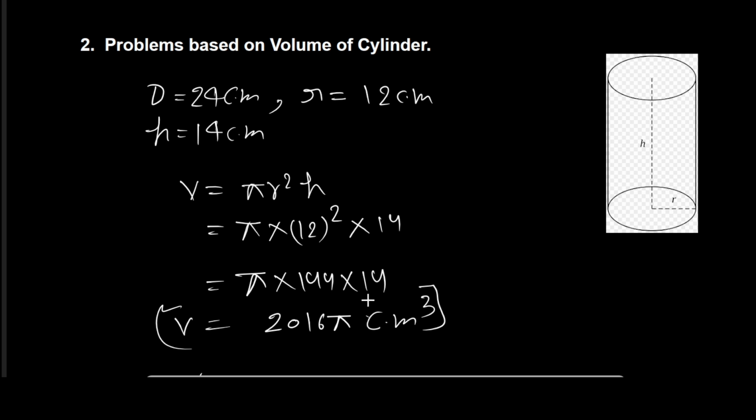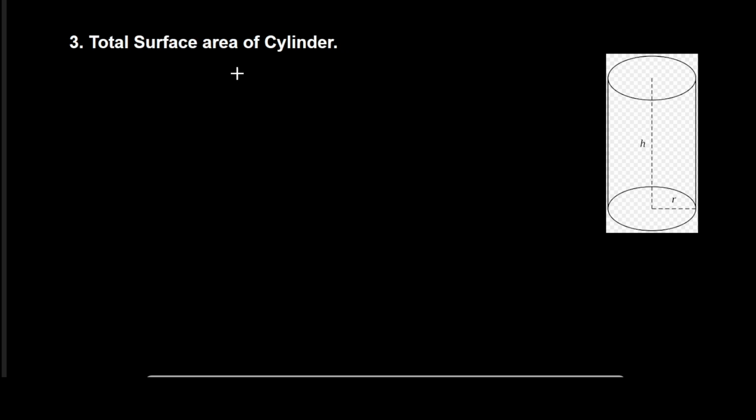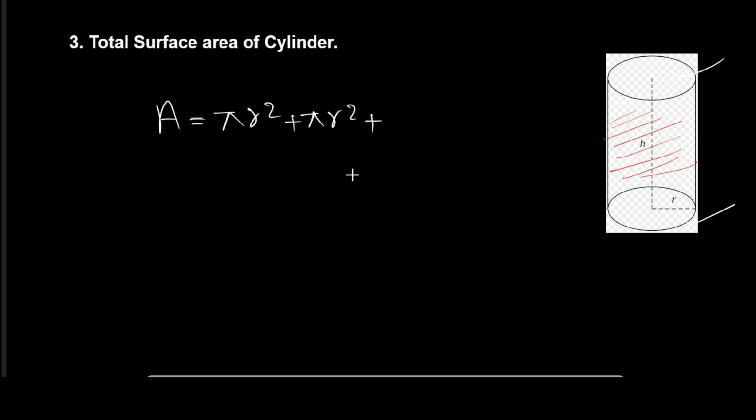Now moving to the next part of this video, which is total surface area of the cylinder. The total surface area of the cylinder is the area of all faces in the cylinder. We have two faces like circle, which is this top one and this bottom one. The area of the circle is pi r square. We have top one and the bottom one. So I'm going to add it 2 times, which is pi r square, plus the area of this section.